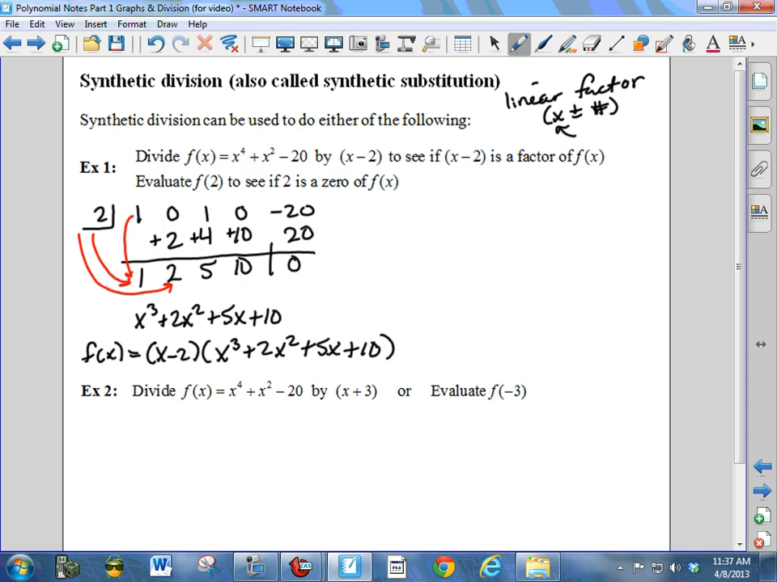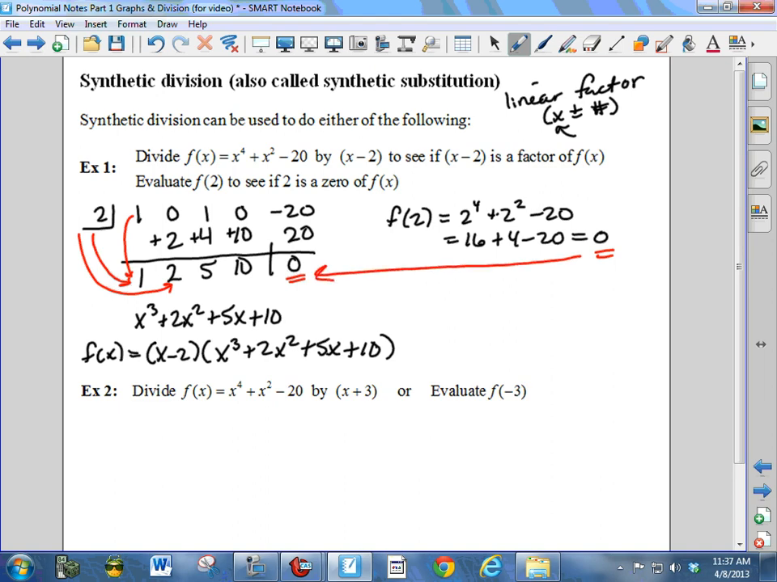Now, what if we put 2 into the function? So we say f of 2. Well, f of 2 would be 2 to the fourth plus 2 squared minus 20, which is 16 plus 4 minus 20, which is equal to 0. Notice that the 0 here is the same as the 0 here. This is telling me if x minus 2 is a factor, then I should know that 2 is a 0, which means if I put it into the function, I should get 0. It's amazing how that works.